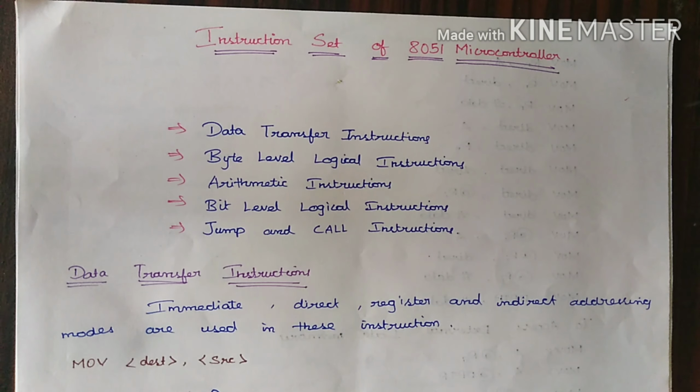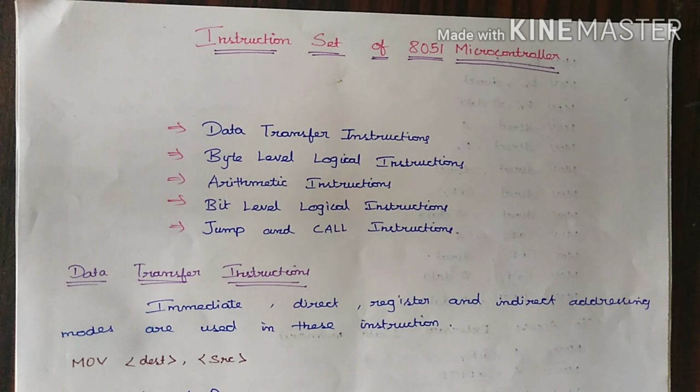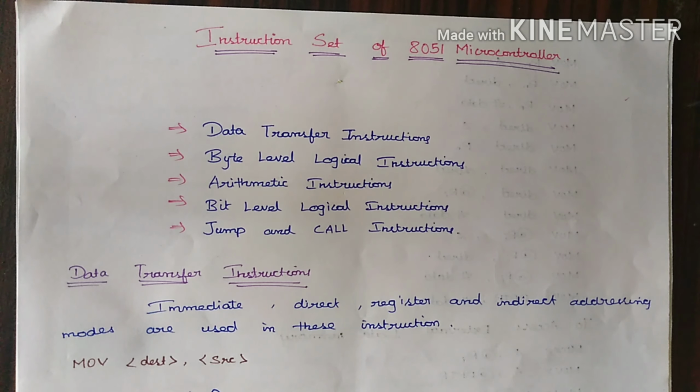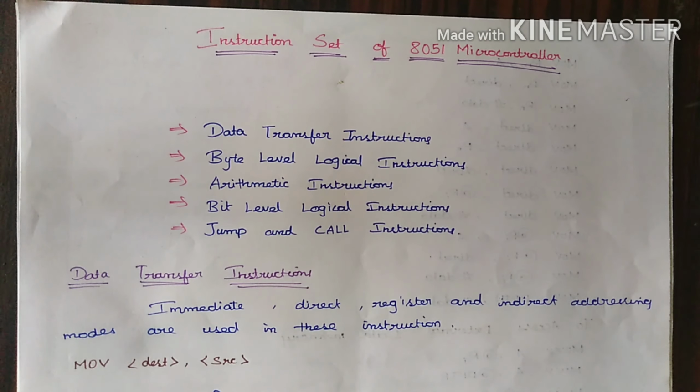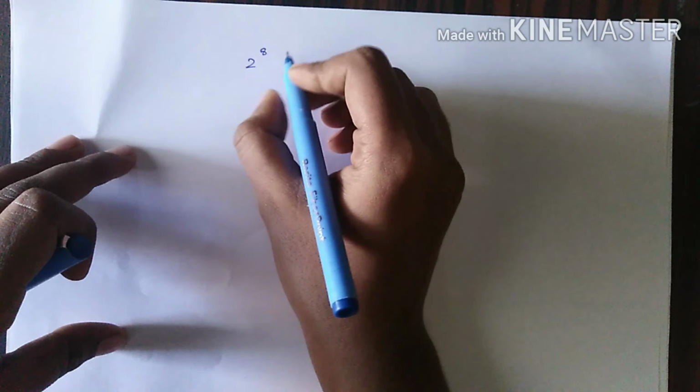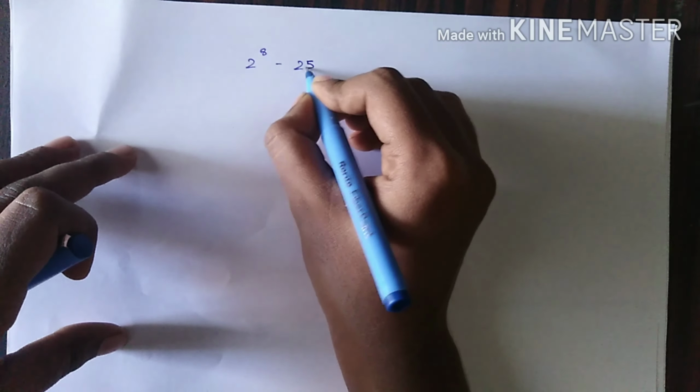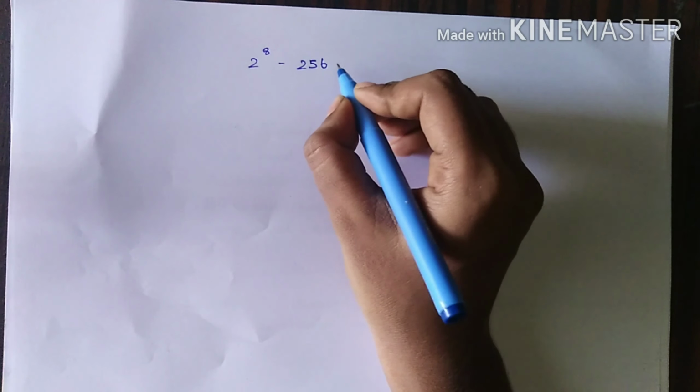Now looking at these instructions, our 8051 microcontroller has an 8-bit processor and can do operations on 8-bit opcodes. So totally this 8051 microcontroller can have 2 power 8 number of instructions, that is 256 instructions.